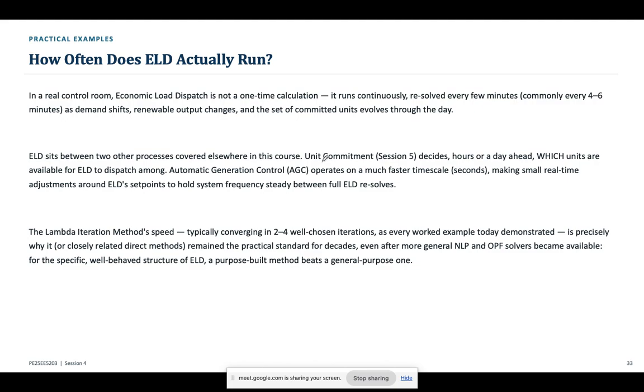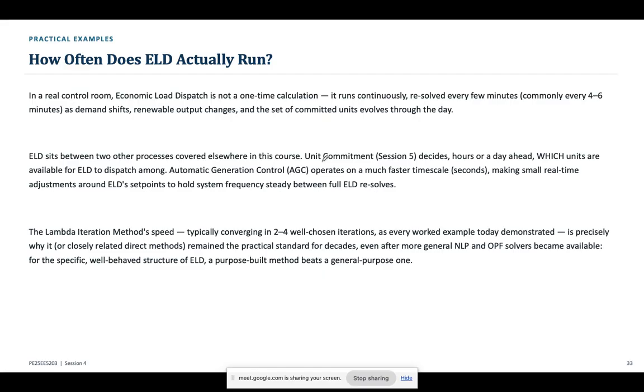A generator may be cheap but unavailable. A renewable unit may have zero fuel cost but be limited by resource availability or transmission congestion. A thermal unit may be expensive but required for system security, right? So the real dispatch problem, therefore, always contains more information than a simple cost ranking.